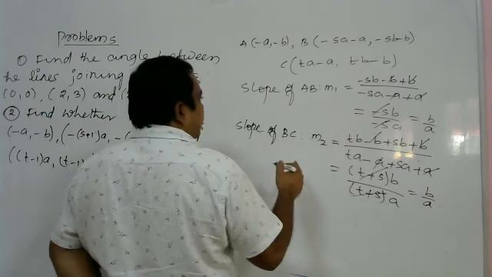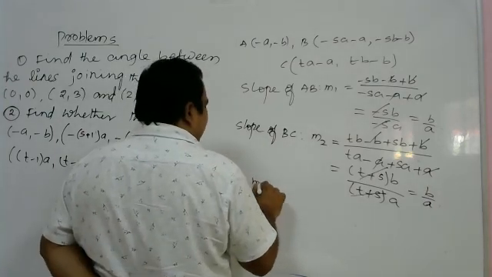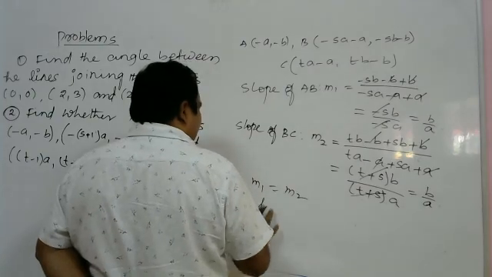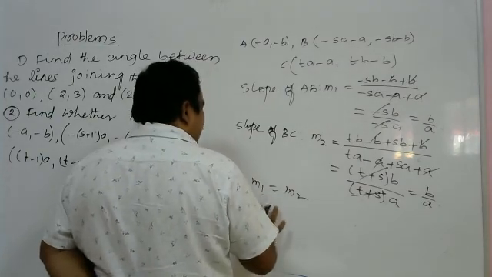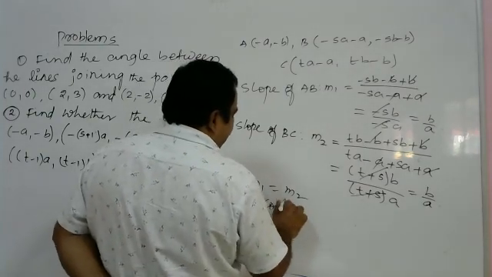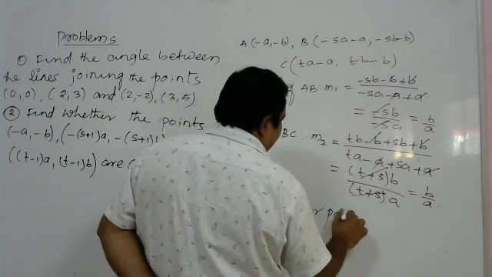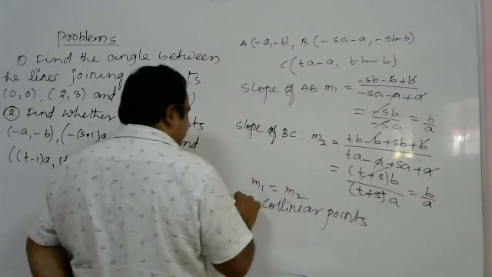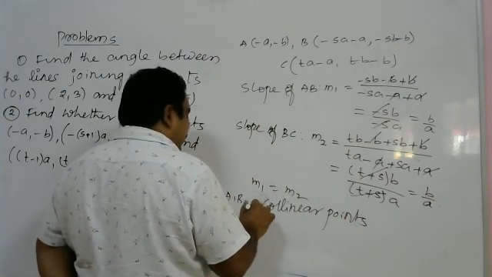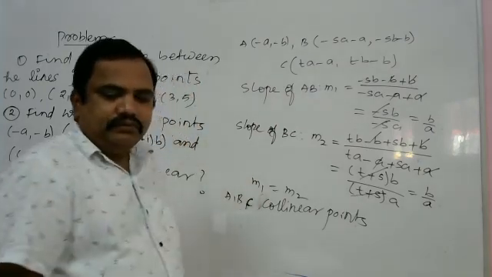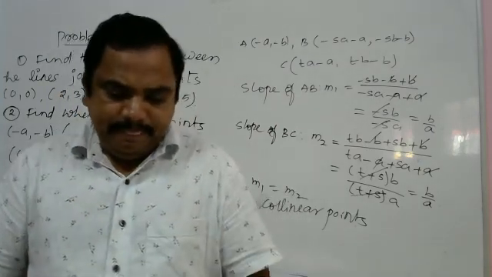So the slope of AB and the slope of BC are equal. So either they are parallel lines. So four lines given parallel, but they are coordinate points. So A, B, C are collinear coordinate points. Okay.